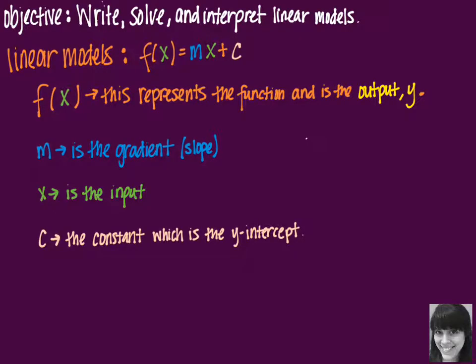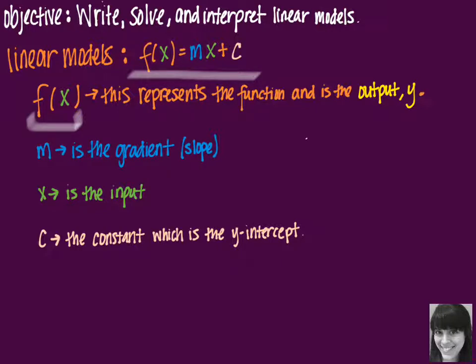Linear models. In your book, it gives you 2 types of linear models. Just always think of it as this form. So the form that we're going to be going over is f of x equals m times x plus c. So f of x represents the function and is also the output where we would normally see y.